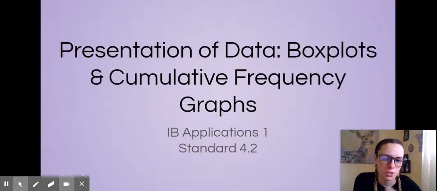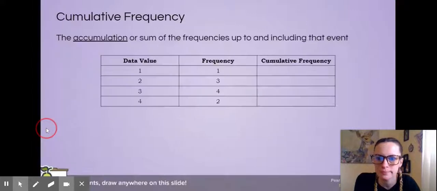What's up, everyone? Finishing out our presentation of data, this time with cumulative frequency graphs. So let's get into it.